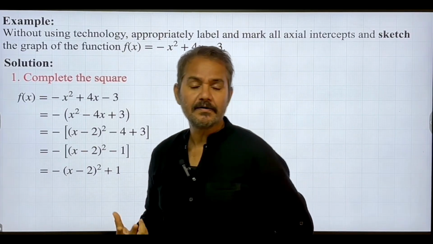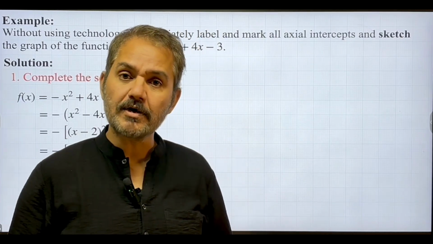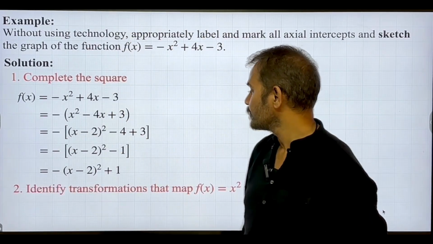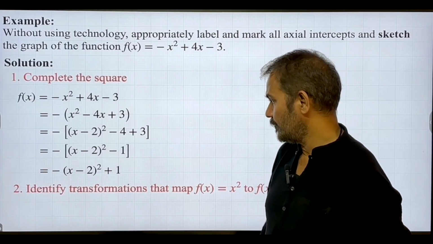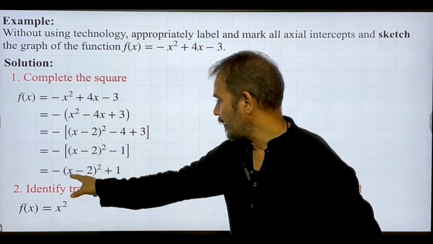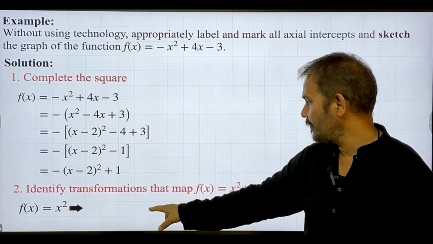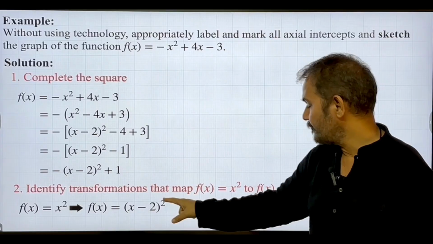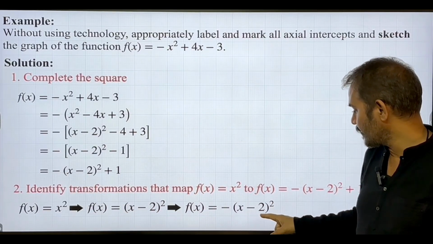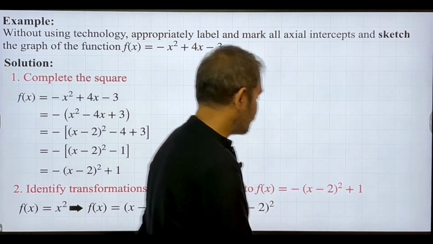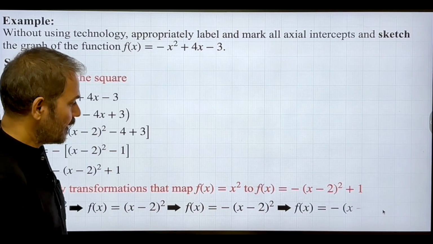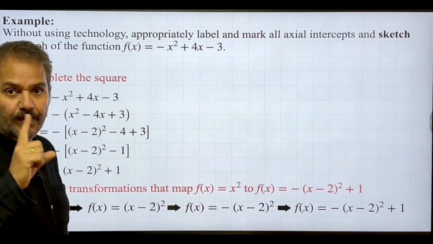Now, the second step is to identify all the transformations that map y is equal to x squared onto this one. So let's start. Initially it was f(x) is equal to x squared. The second step would be (x minus 2) squared. The third step will be a negative comes here in front, so negative of (x minus 2) squared, and the next step will be plus 1. So just add 1 here, and you get negative (x minus 2) squared plus 1.